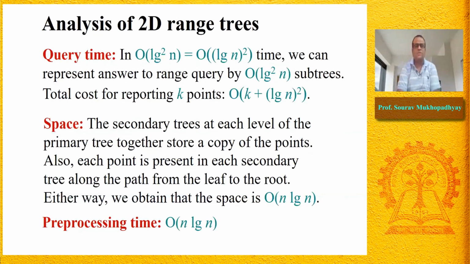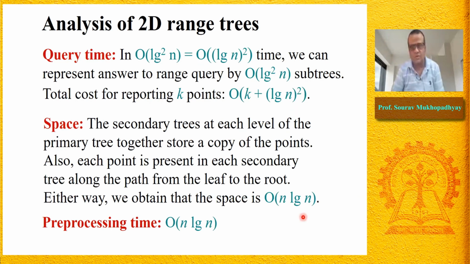What is the time complexity? We are doing the range query two times. One is on the primary data structure based on the x coordinate, and that is log n. And after getting the output, we go to the secondary data structure, which is also worst case log n. So it is order of log squared n for the search, and to get all the output, if there are k points, then it is k plus log squared n.